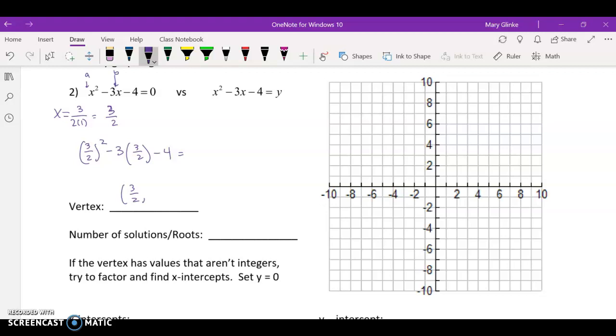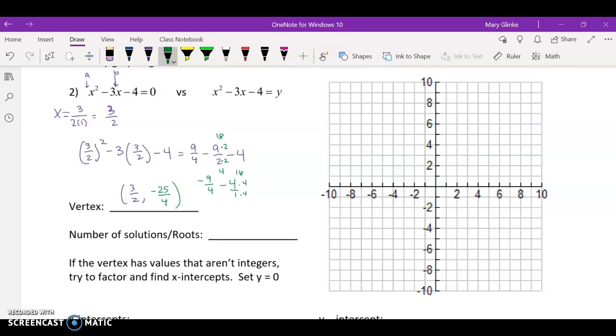So this is going to give us 9/4 minus 9/2 minus 4. And then simplifying this, we're going to multiply each of these by 2. So we actually have 9/4 minus 18/4. That's negative 9/4 minus 4. And so combining these together ends up giving us negative 25 over 4 for my y value.